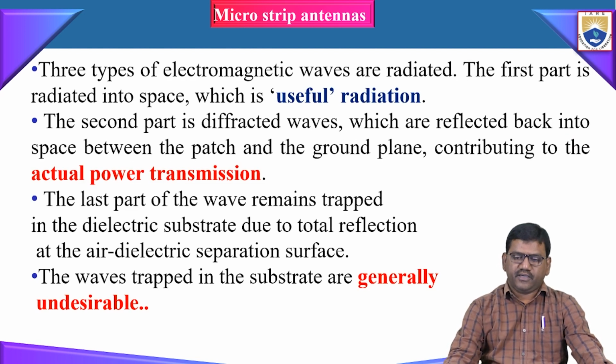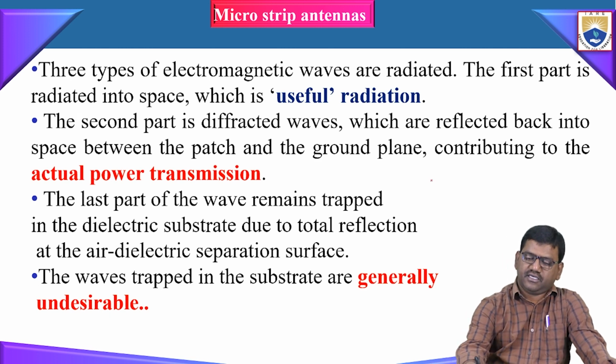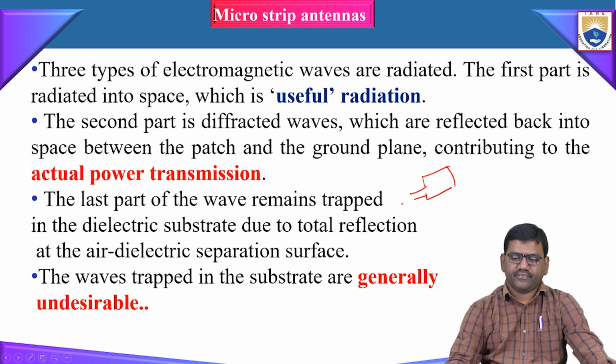There are three types of electromagnetic waves radiated. The first part is radiated into space. Generally, this is the microstrip antenna. The microstrip antenna is placed over the substrate here.